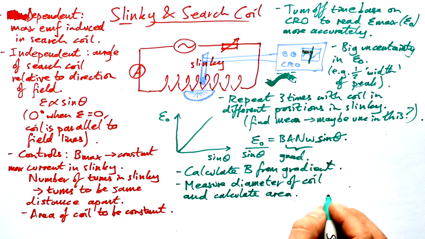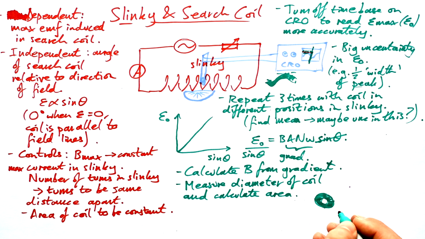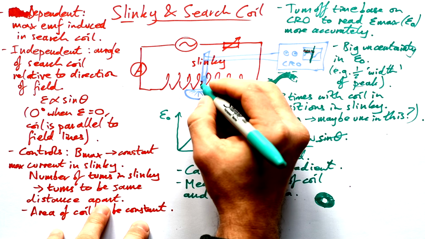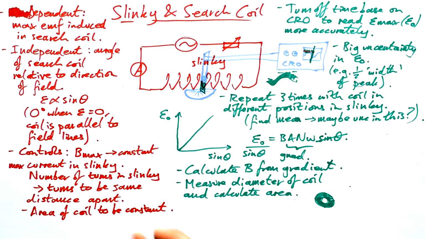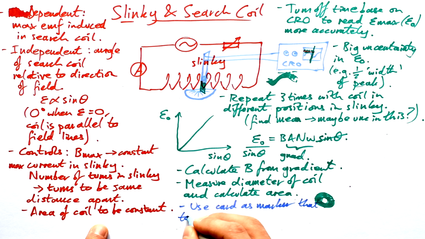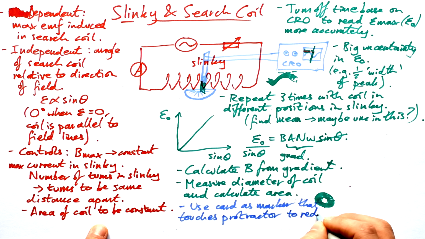Now, one of the problems is that usually your coil is a bunch of turns with varying diameter, and so you'll need to make a call as to where you measure your diameter, and maybe there's an uncertainty in that as well. A couple more things. We might want to have a piece of card coming off the bottom of the search coil. We could say use a marker that touches the protractor, and that obviously reduces parallax error.